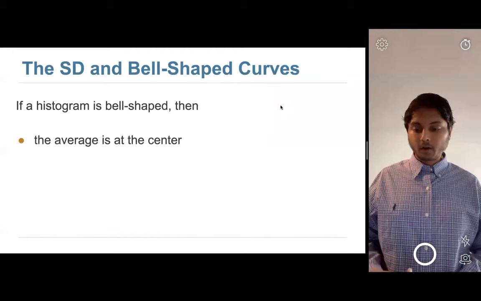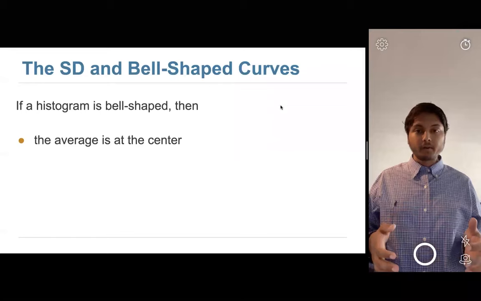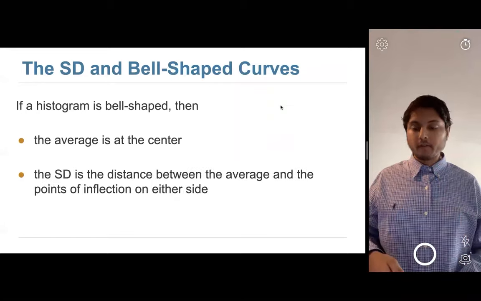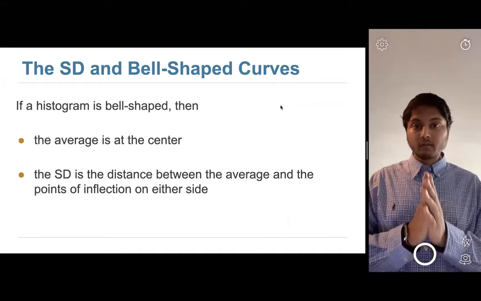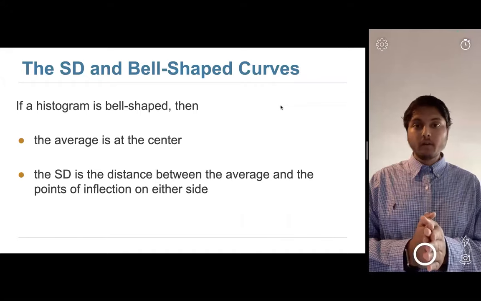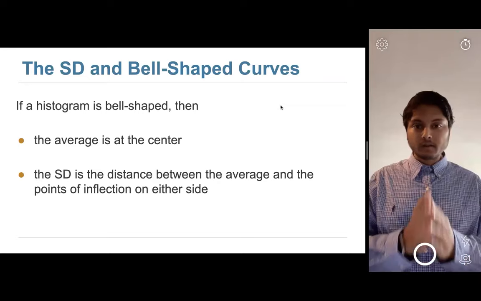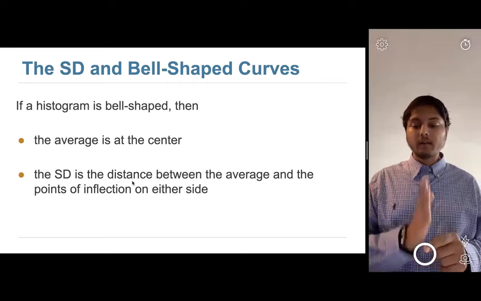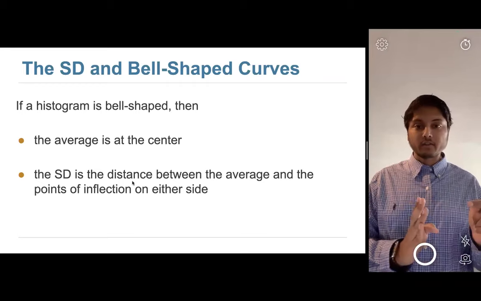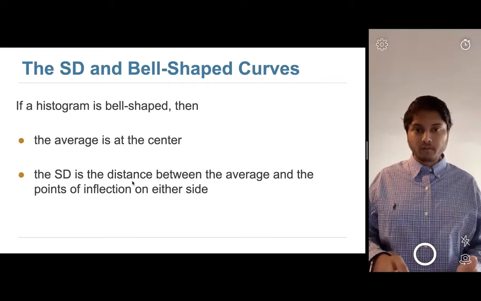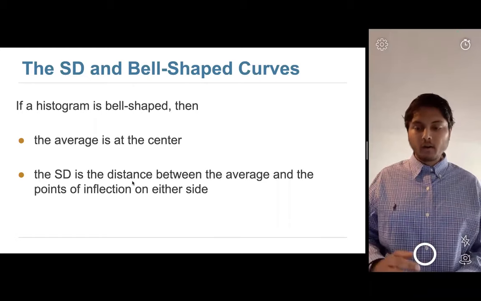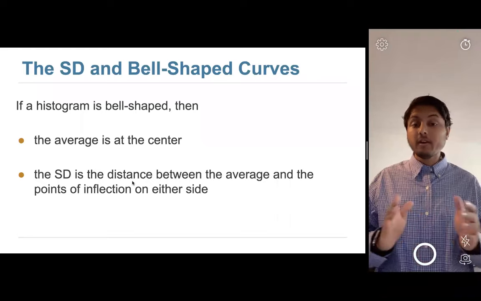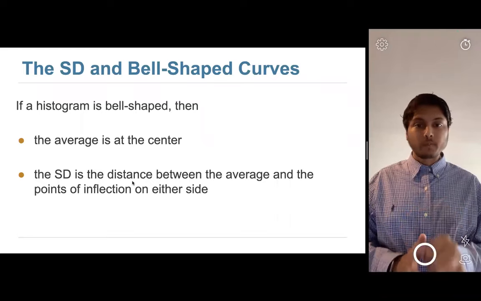And so this is the way it works. If you have some data that happens to look pretty much like a bell-shaped curve, then you know the average is going to be the center of that distribution, smack in the middle, basically the same as the median. And then the SD is actually the distance between the average and the point of inflection on either side. If you don't know what a point of inflection is, don't worry, I'll explain it right now. But this is an interesting property of a bell-shaped curve. So you can find the center very quickly, and you can find what the SD is as well, just by looking at the distribution.